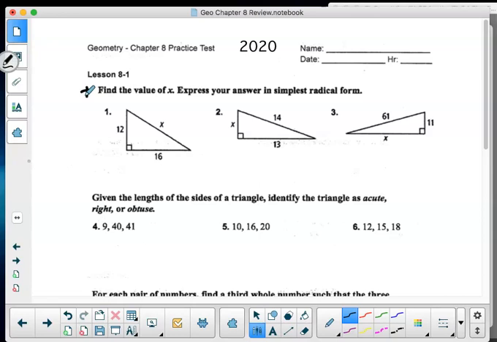Find the value of x. Express your answer in simplest radical form. This is a big deal, simplest radical form. It means I'm not going to multiply it with a calculator to find a final answer with decimals.